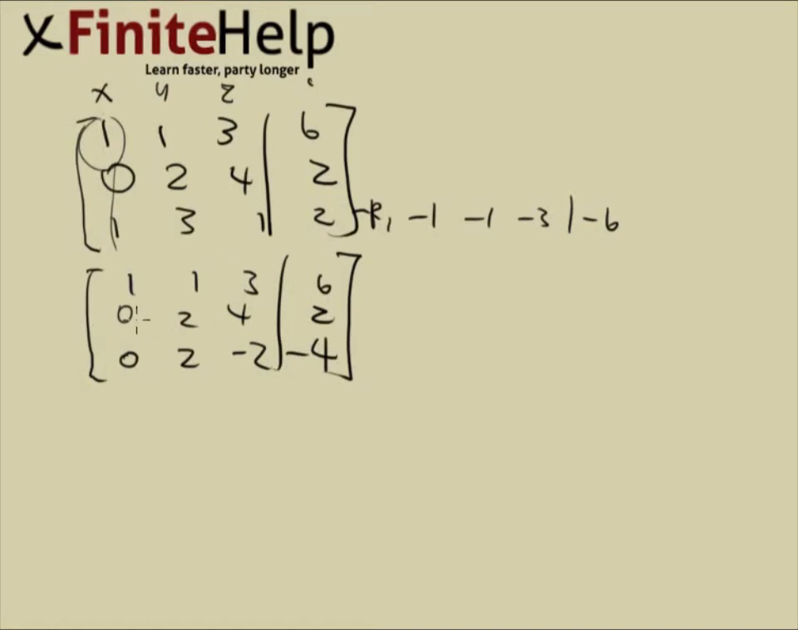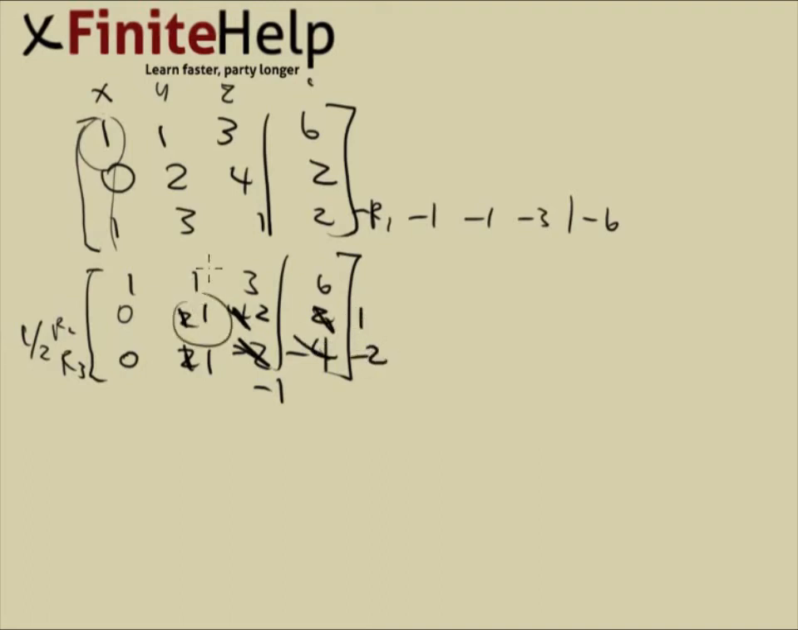I'm actually going to divide by 2 on both row 2 and row 3 because I realize these are all multiples of 2. So I'm going to change to 1. This is 2 and negative 1. And this is 1 and negative 2.